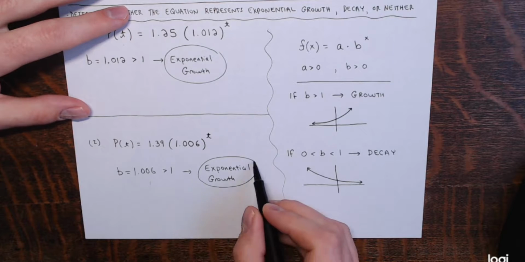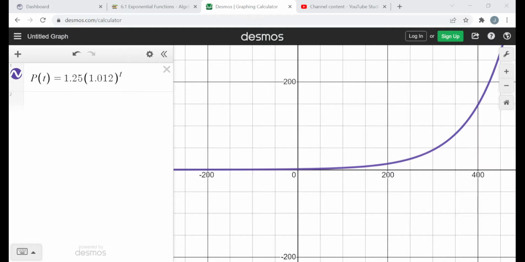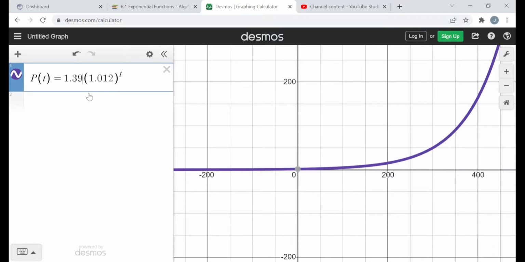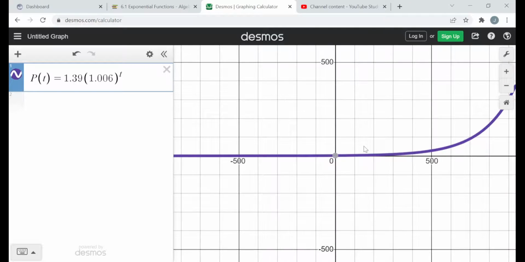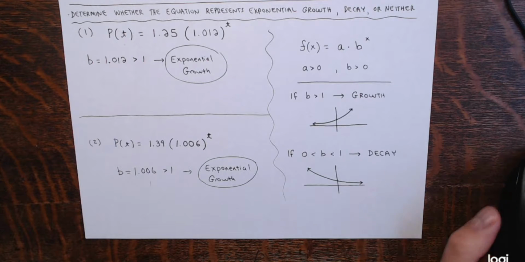Alright, and if you'd like, just go back to that graphing calculator, go back to Desmos, and I'll just enter this p of t equals 1.39 times 1.006 to the t, and again you will see, if you zoom out far enough, that it is indeed an exponential growth function, an increasing function as you go from left to right. As t increases, p increases. Okay. So far we've seen a couple growth models. Let's see what the next one looks like.